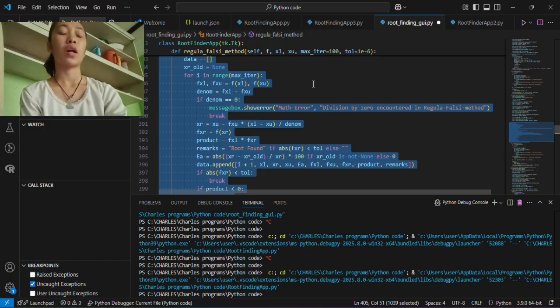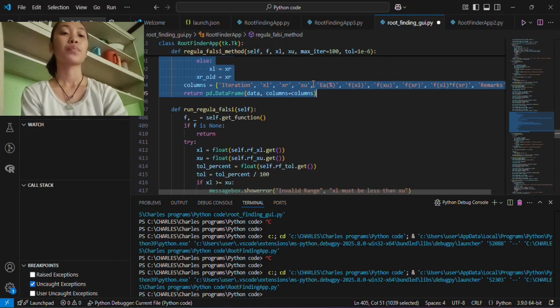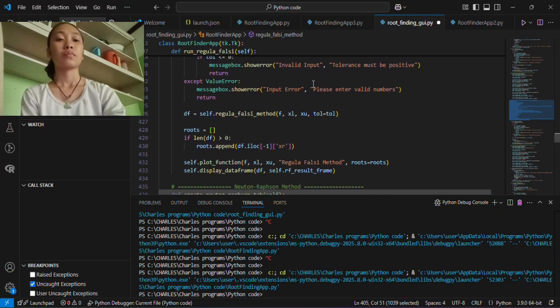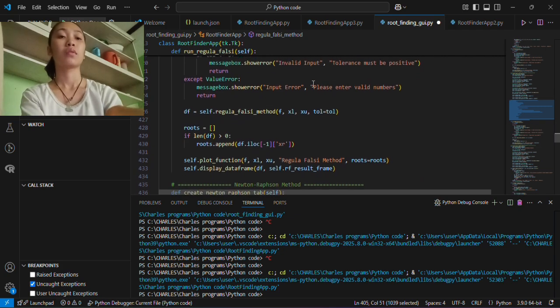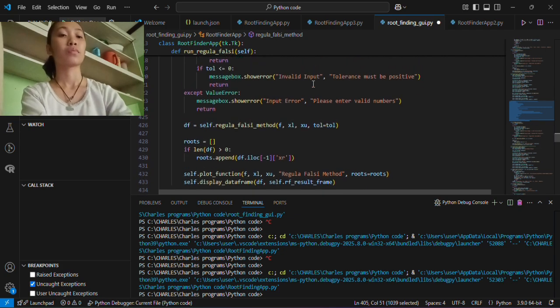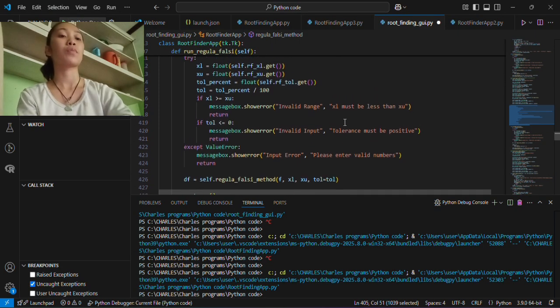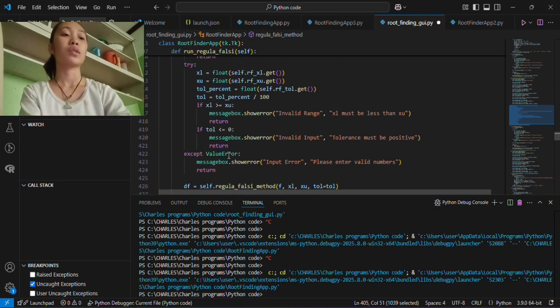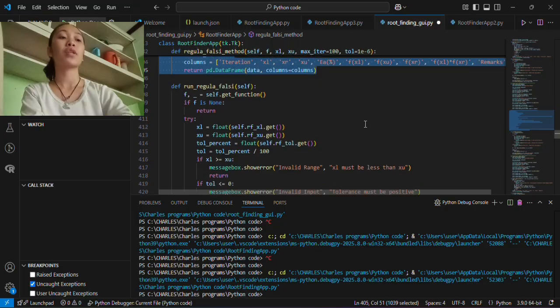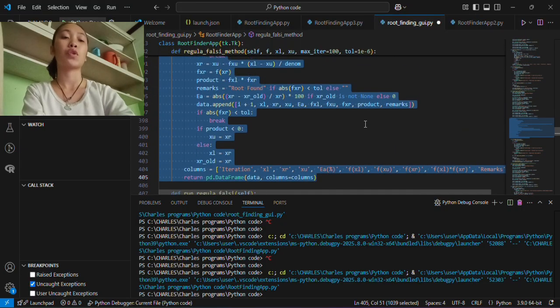Update xl or xu accordingly. This code also saves iteration info. It also stops if the root is found. Regula falsi is a code that uses a linear approximation to find a better root estimate. It updates the intervals similarly to bisection and tracks error and convergence.